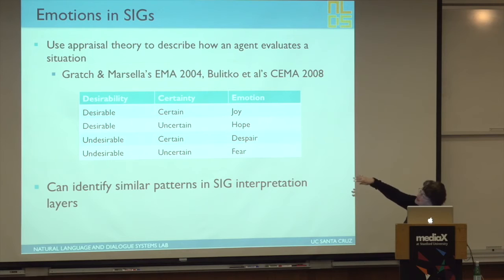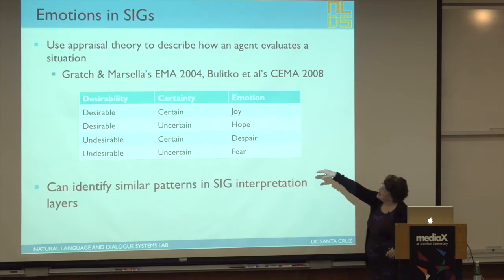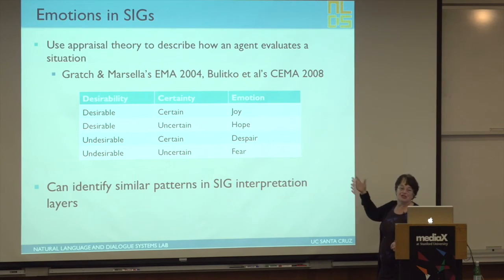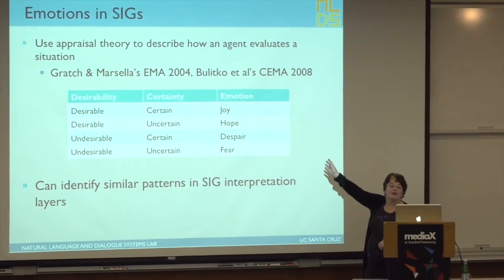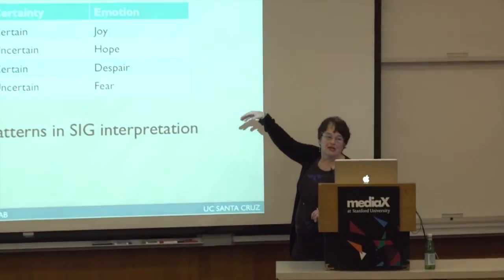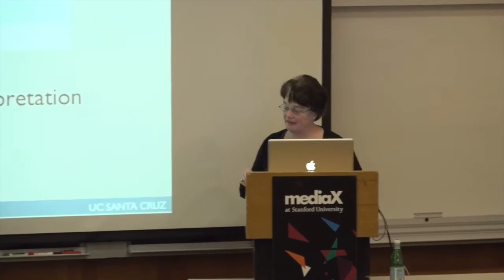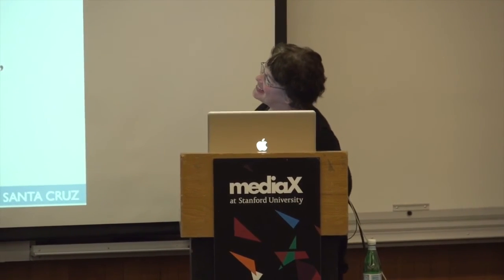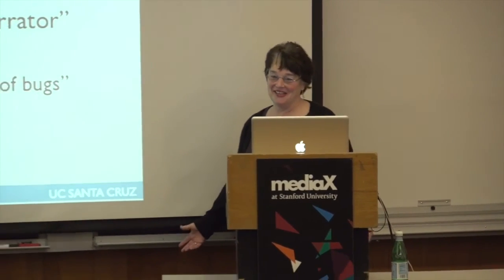So we know which actions are desirable and which actions are undesirable from the story intention graph, and we can tell whether it's a certain event or an uncertain event. And using the appraisal theory, this kind of directly gives us these different emotions that the characters should have. So we can run over that underlying graph and we can assign these emotions to each of the different events. So here's an example that Stephanie loves.